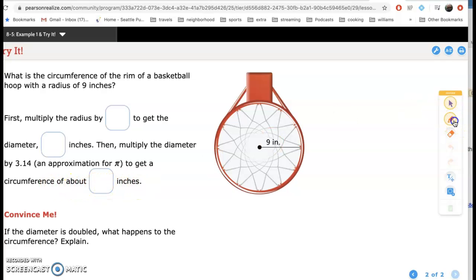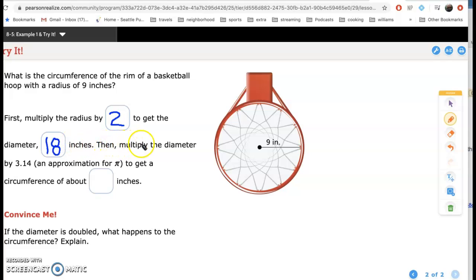Okay, so to figure this out, first I have to think about the relationship between my radius, which is 9 inches, and my diameter. The diameter is the complete length across, and the radius is half the length across. So to figure it out, all I have to do is double it. So I multiply the radius by 2 to get the diameter. And so when I multiply 9 times 2, I get 18 inches. All right?